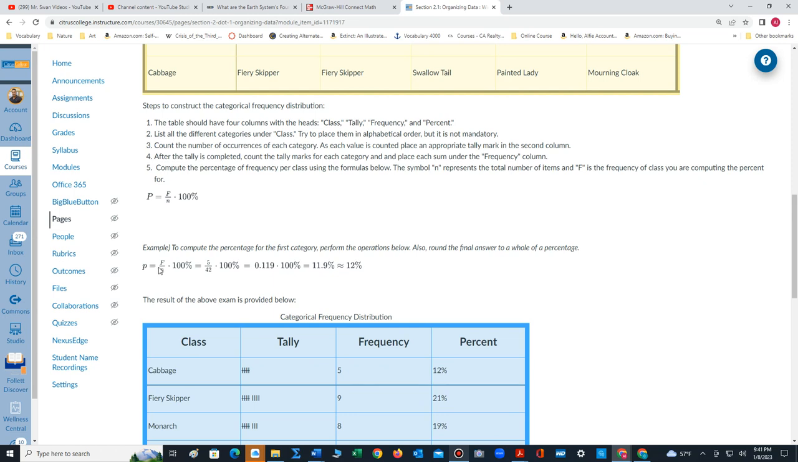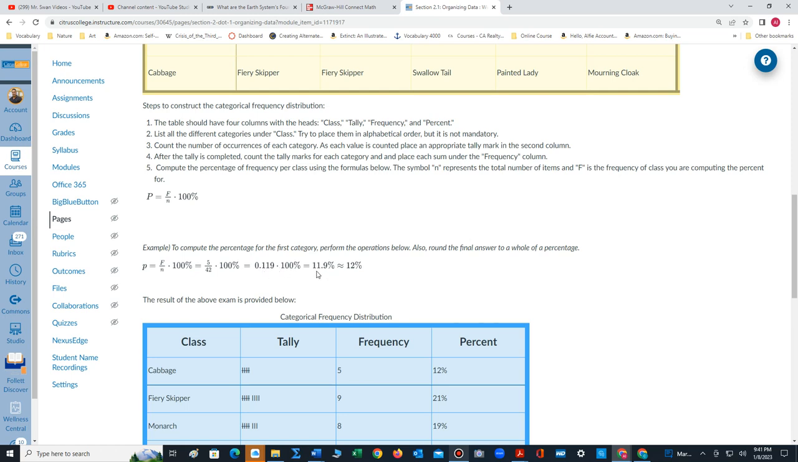Then you calculate. And all of this can be done on the calculator. So let's take a look at the cabbage butterflies. There's five, so you start with five and you divide by 42. Let's write that as a decimal number to three decimal places. Just divide five by 42 in your calculator.